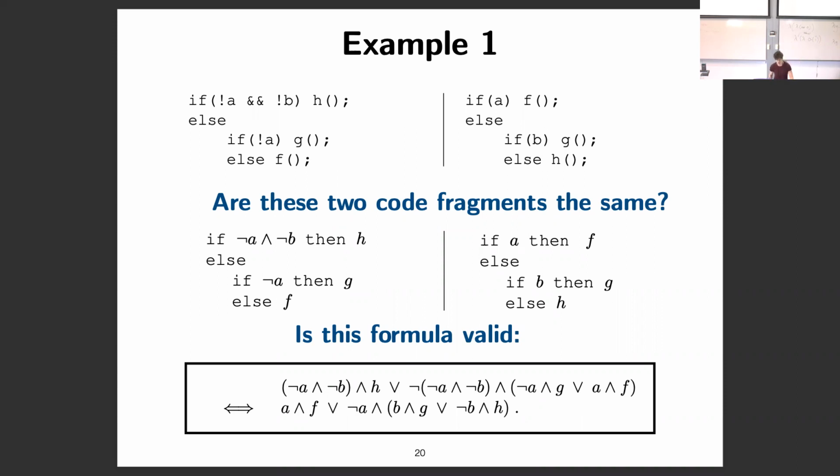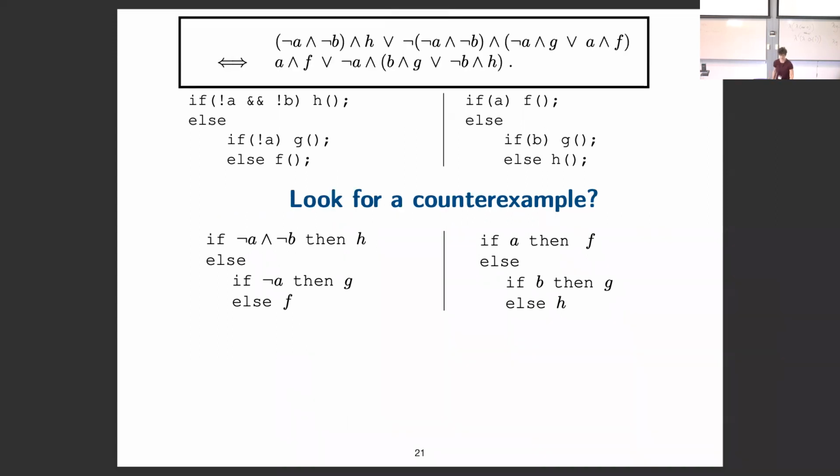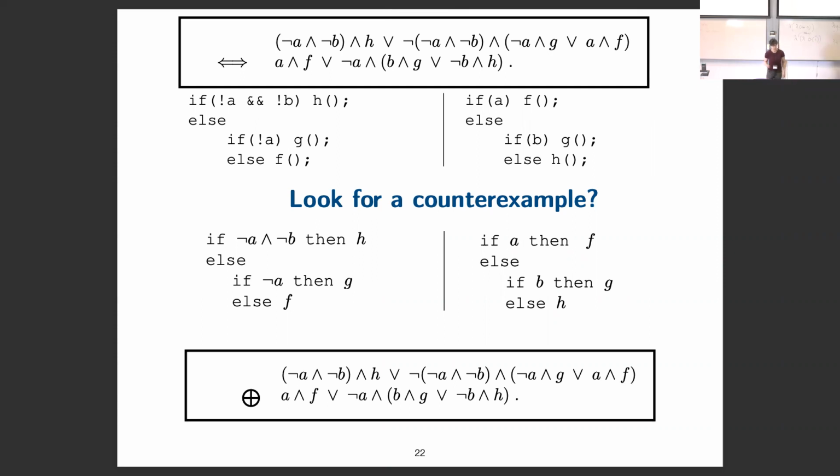I've already said that we don't generally check whether formula are valid. That's because checking whether a formula is valid means you have to check all possible inputs. So what we could actually do is look for what we call a counterexample. If we're looking for a counterexample, we want to find an input that would mean that the question we're trying to answer, are these two the same, is incorrect. So we want to say, find an input that shows me they are not the same. And that means we want to use an exclusive OR. So I've basically negated the formula at the top.